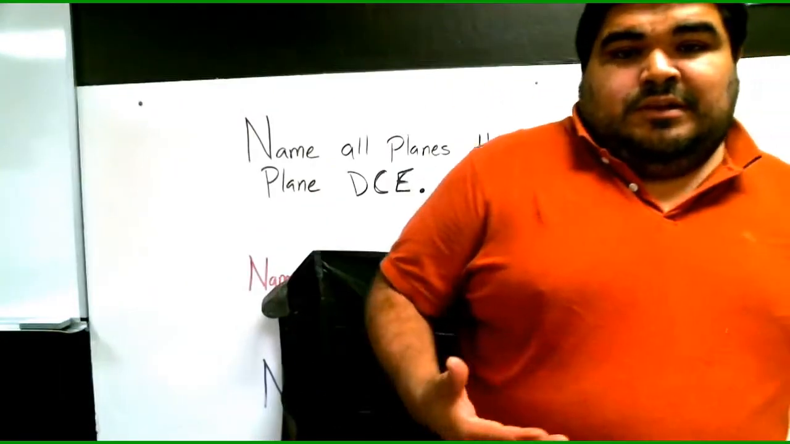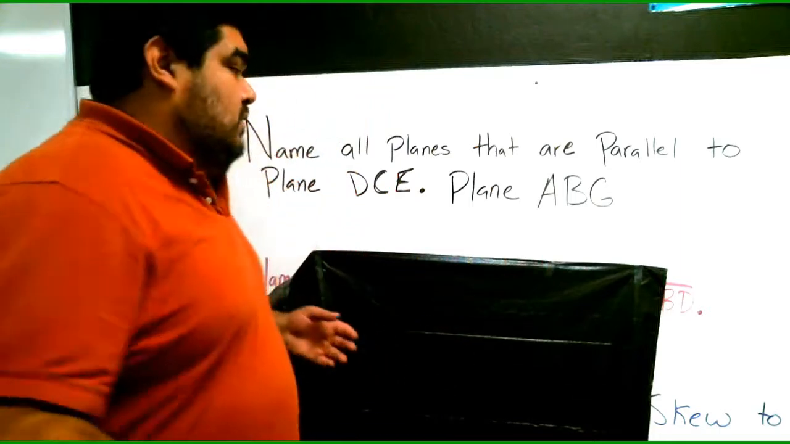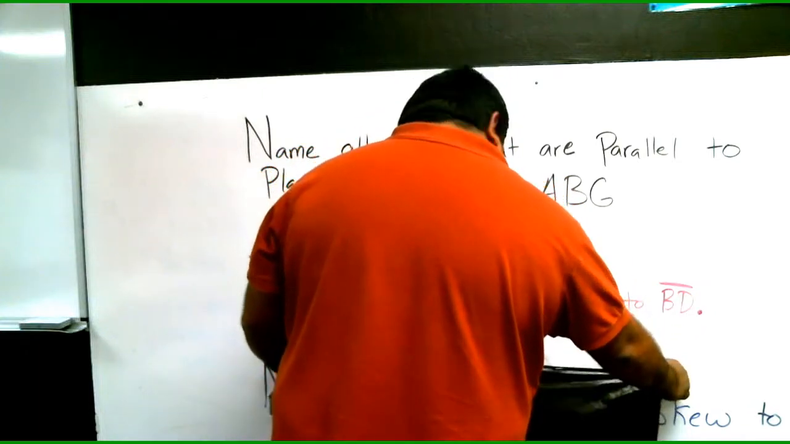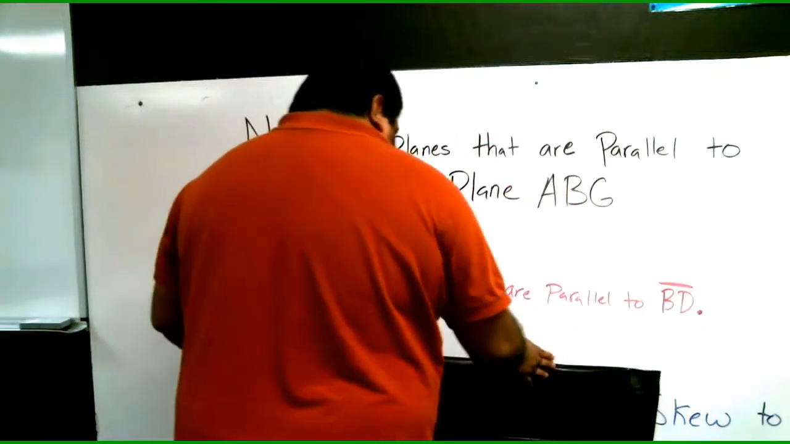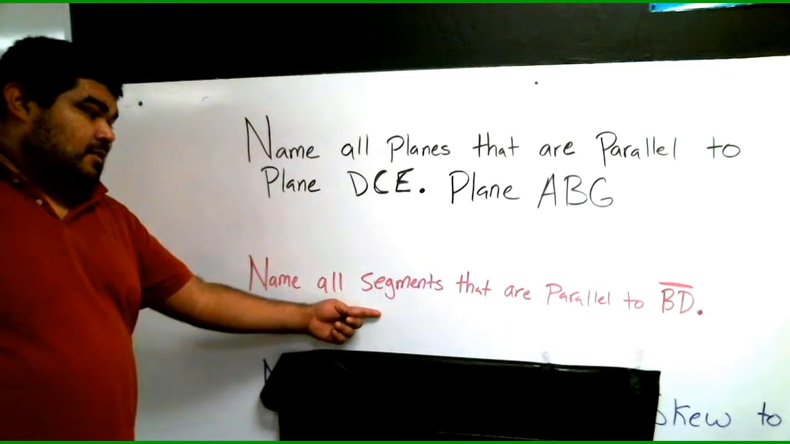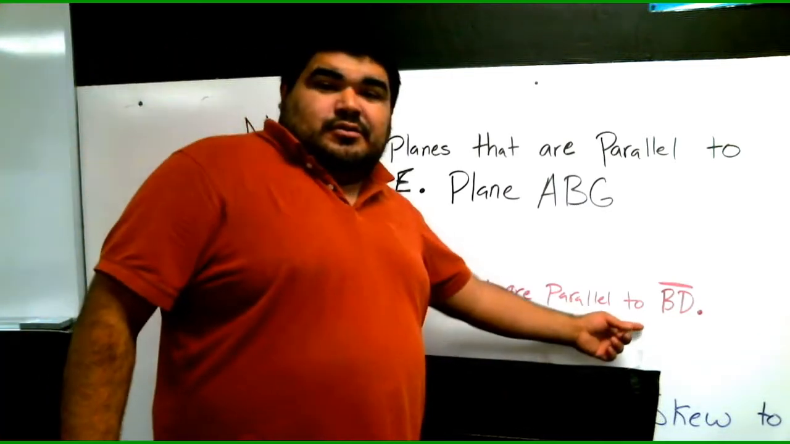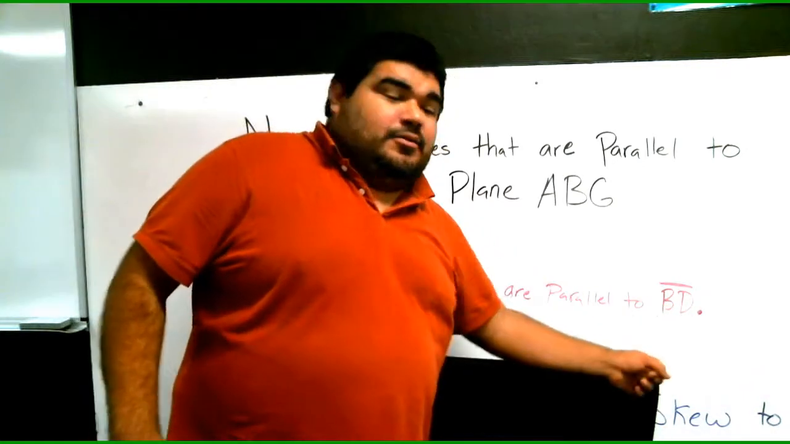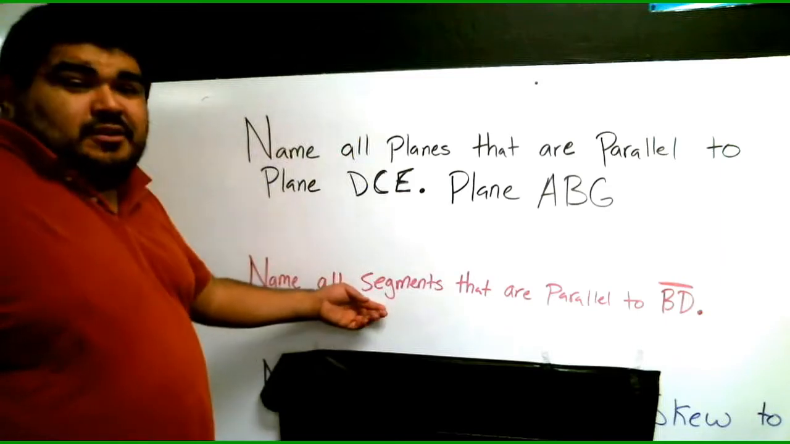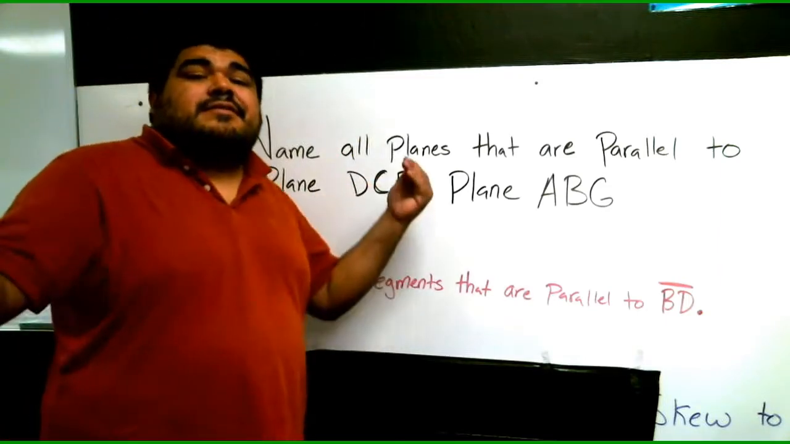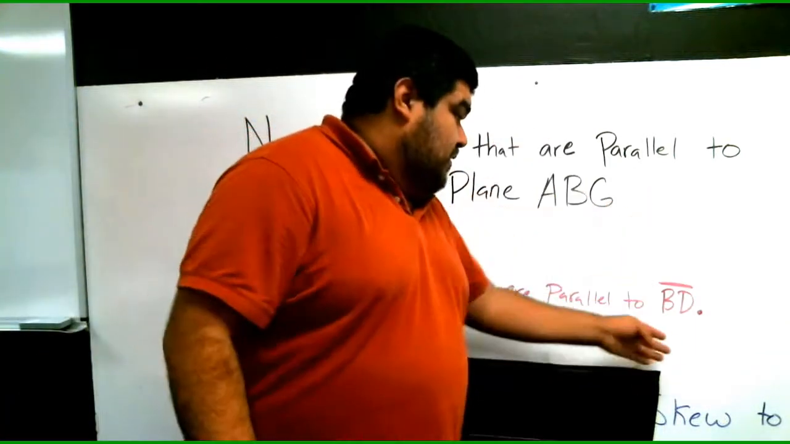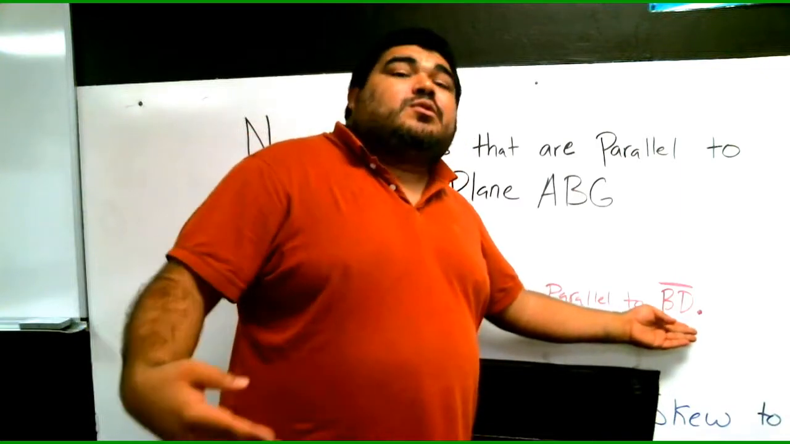So that's the first one. The second one is, what if we were asked, name all segments that are parallel to segment BD. Again, we know what segments are, right? They're lines that have an end at the end. We're looking for the segments that are parallel. We know parallel is two lines that run the same way. We're looking for BD. So segment BD is what we're going to base it off of.